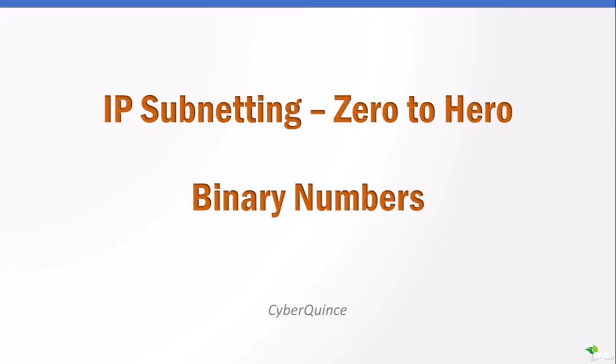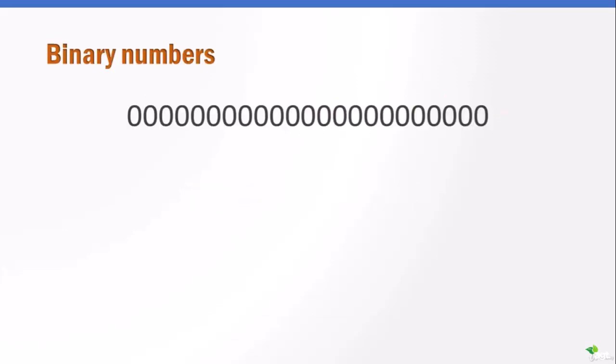In this lesson, we're going to talk about binary numbers. Now, I know most of you are probably already familiar with all of this, but just in case, I want to cover all the basics. So the first number we're going to look at is going to be 0. So this is 0 in both the decimal and binary format.